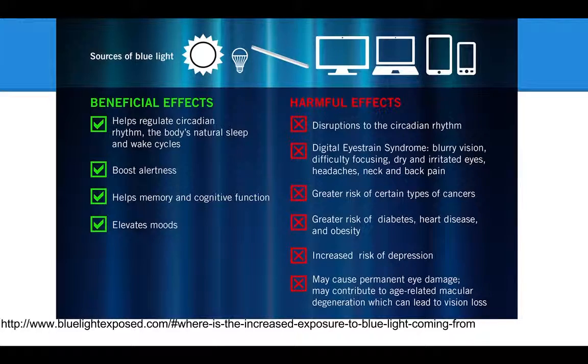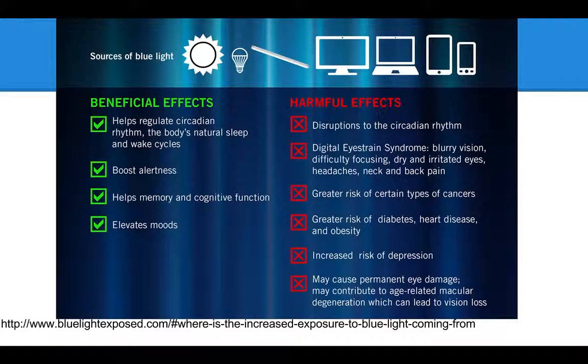According to a website, bluelightexposed.com, there are beneficial and harmful effects of blue light. Some beneficial effects include that blue light helps regulate circadian rhythm, the body's natural sleep and wake cycle. It boosts alertness, helps memory and cognitive function, and it elevates mood. Some harmful effects include that the blue light disrupts the circadian rhythm as it makes you stay awake longer when you're on your phone. There's digital eye strain syndrome, whose symptoms include blurry vision, difficulty focusing, dry and irritated eyes, headaches, neck, and back pain.